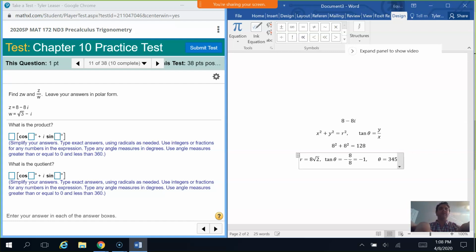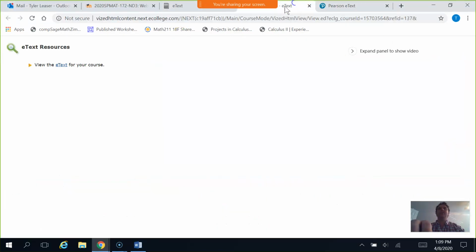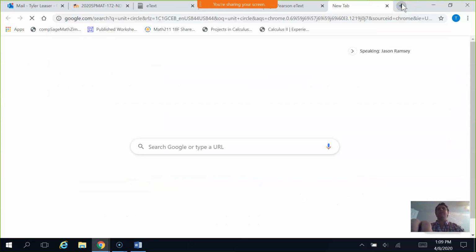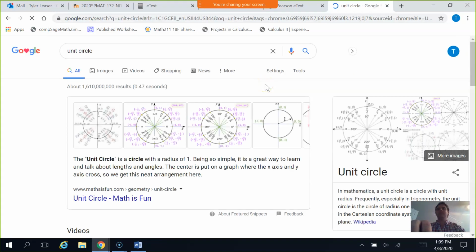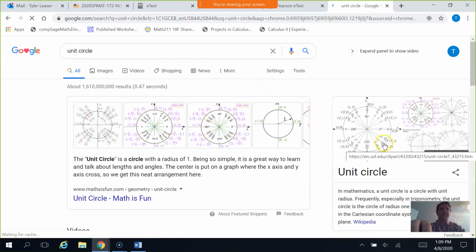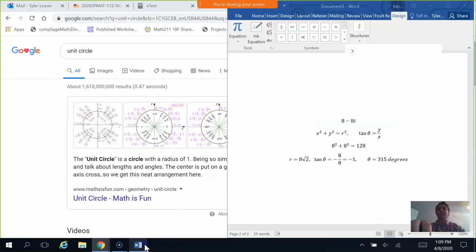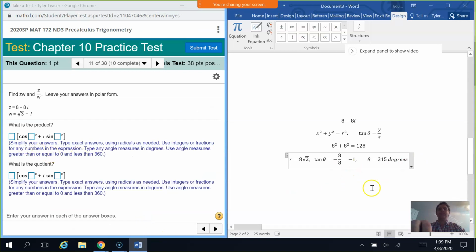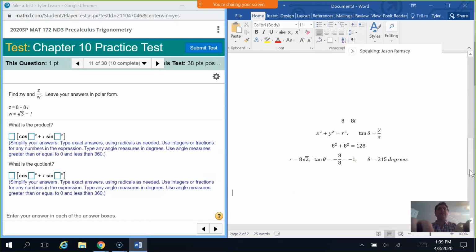No, 315? Yeah. I think I clicked off my unit circle. It's kind of hard to see, but yeah, 315 degrees is where my tangent is negative 1. Okay. All right, so that's Z, and now we have to do the other one.